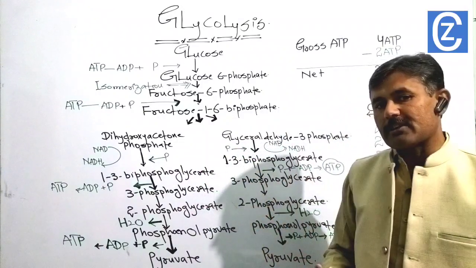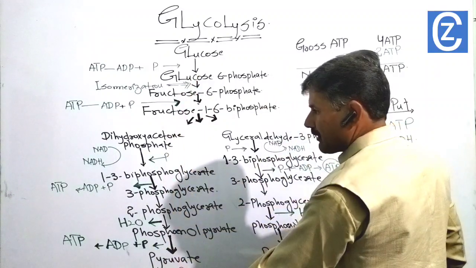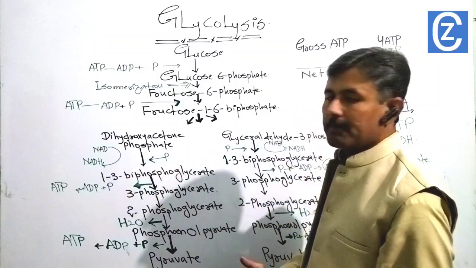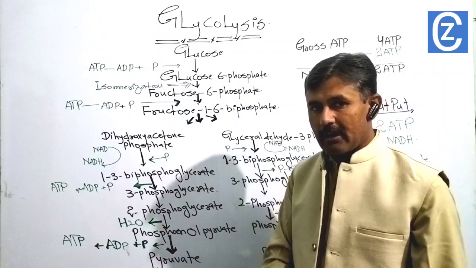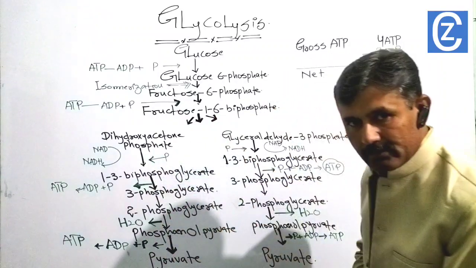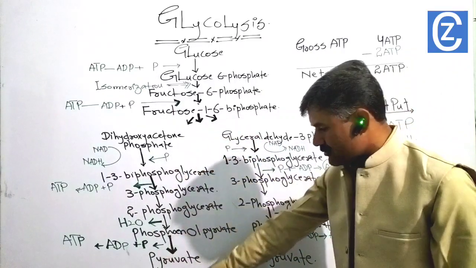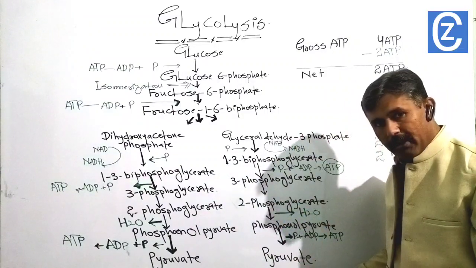But in order to make it easy for students to understand, we are considering them separately, so that we can follow the synthesis of ATP and NADH easily. I'm drawing this structure for both molecules separately. What happens to dihydroxyacetone phosphate? That converts into pyruvate. And what happens to glyceraldehyde 3-phosphate? It also converts into pyruvate.